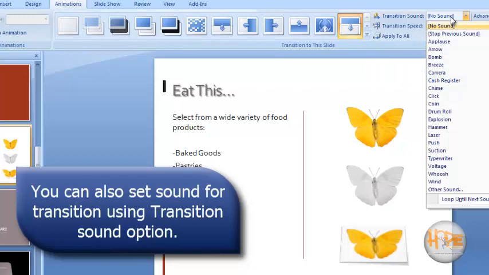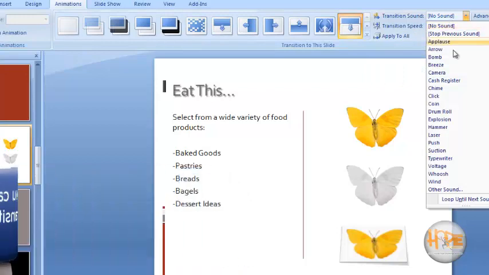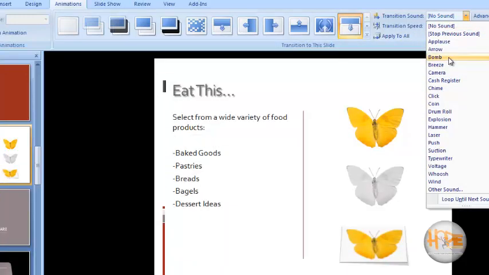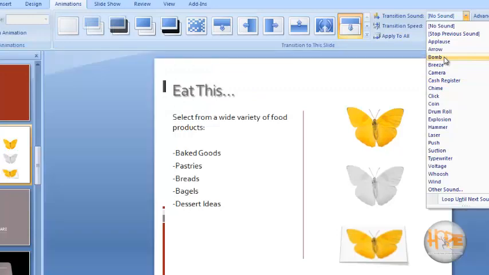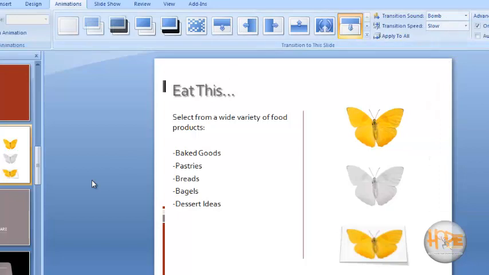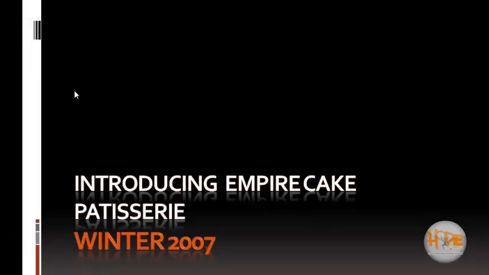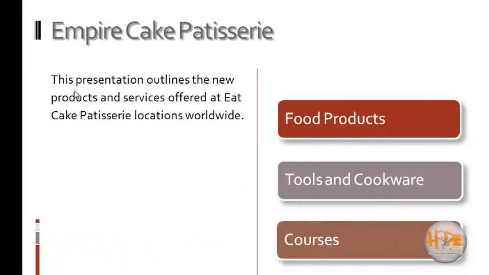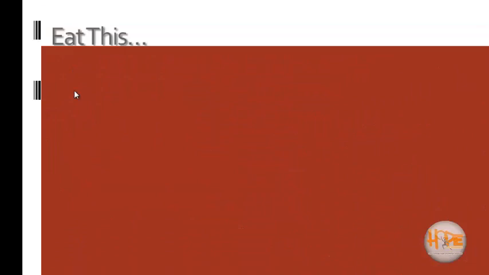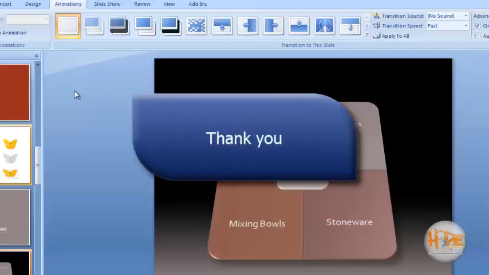If you want to set a transition sound, then you can also use this. So it will set a sound for the transition effect. Now let's run this slideshow. You can see when we change the slide, the transition effect is displayed and it is looking very nice. So this is about transition effects in PowerPoint.